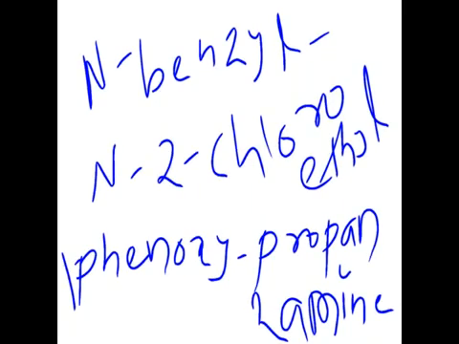What is the nomenclature? What is the chemical name for phenoxybenzamine? N-benzyl, N-2-chloroethyl, 1-phenoxy propane 2 amine. That is the chemical name for the irreversible agent phenoxybenzamine. Okay, so this is about this one.